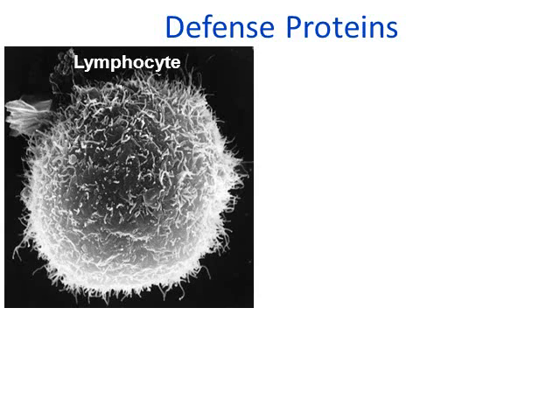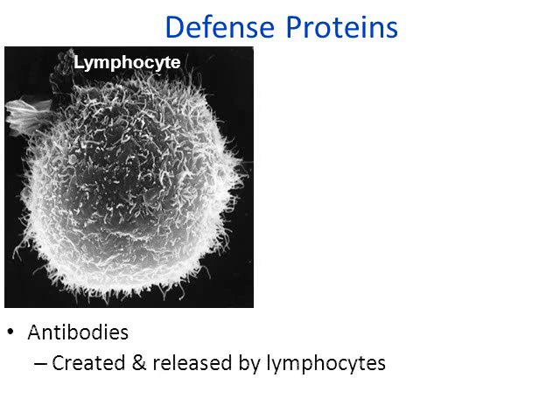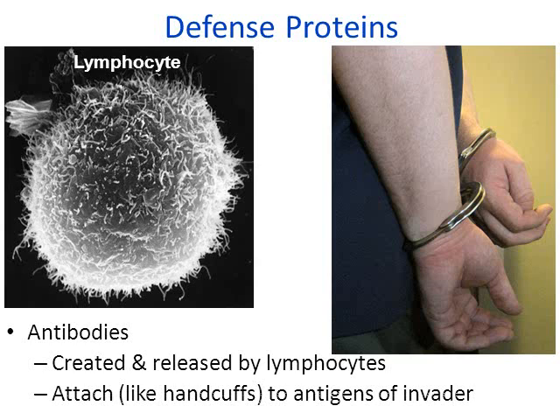Well, what happens if viruses do gain access to the internal parts of our body? We have defense proteins to help fight these various pathogens. So one form of a defense protein is called an antibody. Antibodies are created and released by a kind of cell called a lymphocyte. And here's an actual picture of a lymphocyte, and we'll talk more about lymphocytes throughout this video. But an analogy I'd like to make is that antibodies kind of act like handcuffs. They're going to attach themselves to a foreign invader.